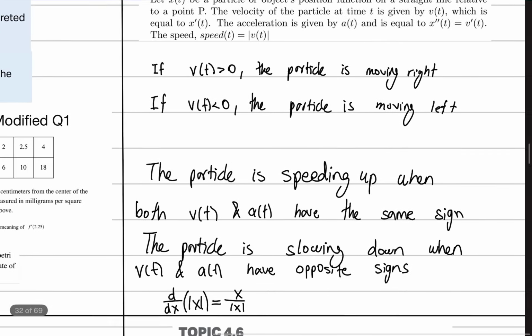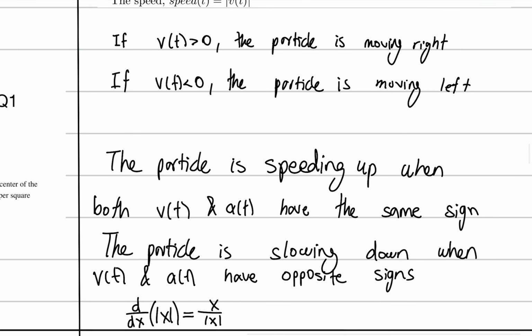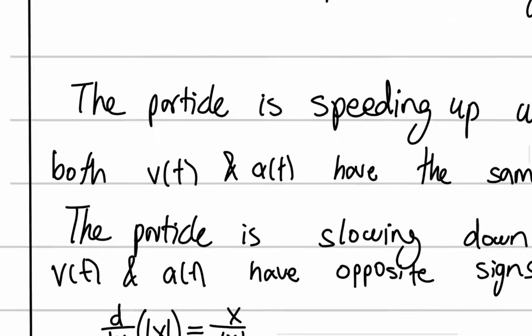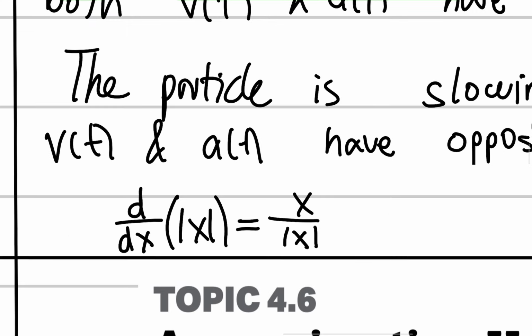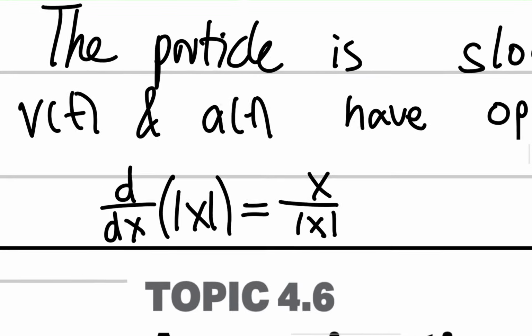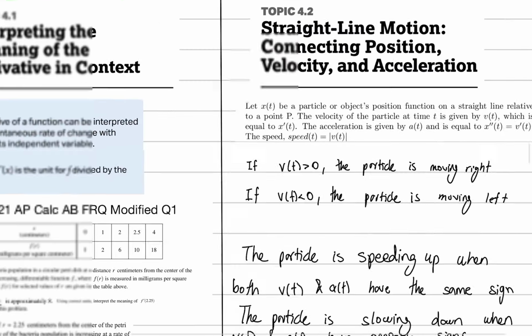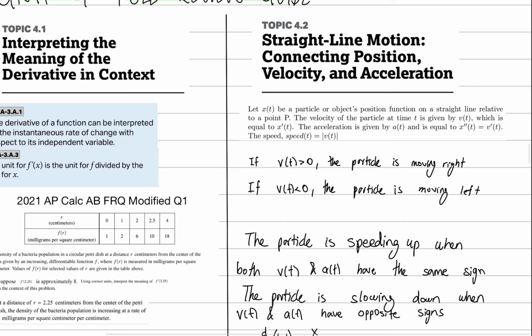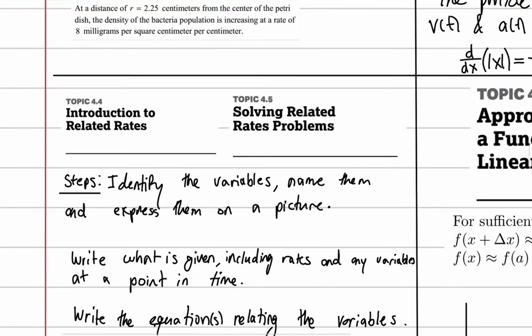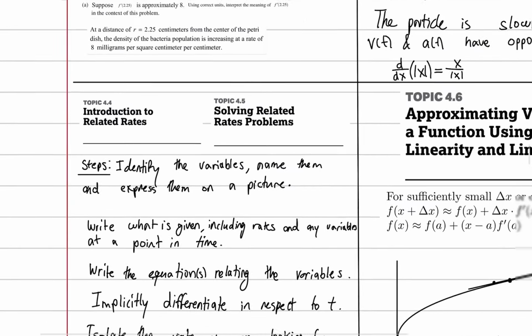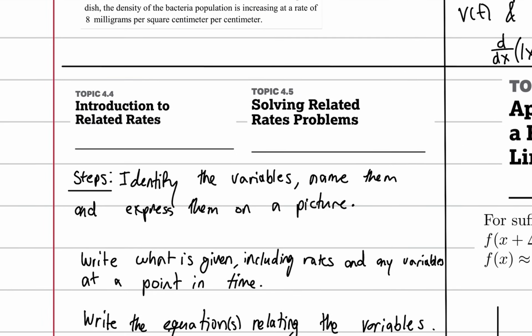Now, the particle is speeding up when both v of t and a of t have the same sign, and it's slowing down when v of t and a of t have opposite signs. Also, just a little note: the derivative of the absolute value is just the function over the absolute value. And of course, if you're using chain rule, don't forget to multiply. And that's basically it. However, we're going to do a lot more rectilinear motion when we get to integration, so keep that in mind. Now, I'm going to skip topic 4.3 for now, and I'll get back to it at the very end.